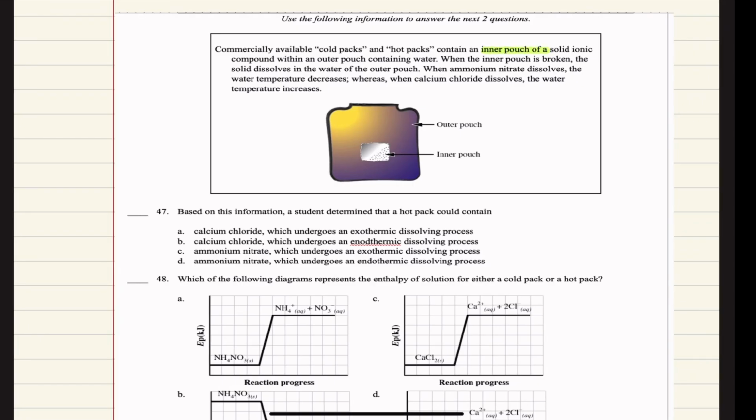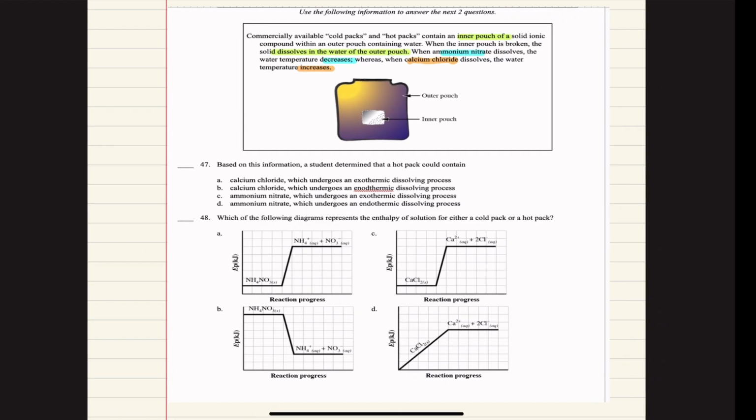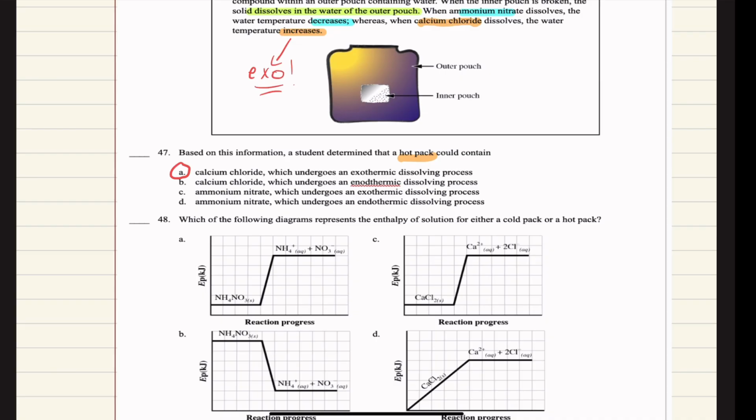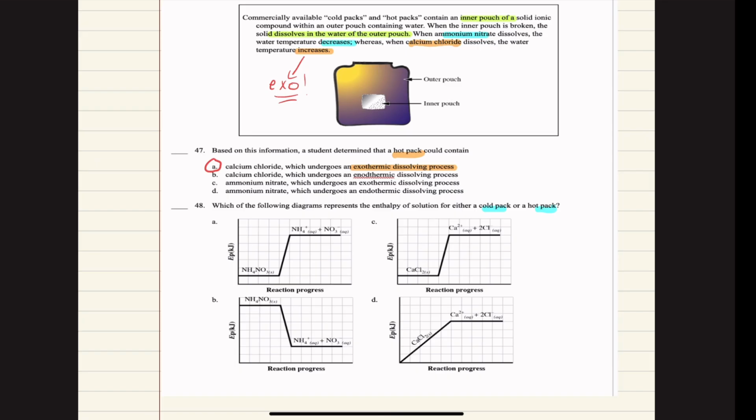So here we got a description of the cold and hot packs, and each of these contain an inner ionic solid, right? So when they dissolve, either the solution is going to release energy or absorb energy. Now it says here when ammonium nitrate dissolves, your water temperature decreases, and when the calcium chloride dissolves, the water temperature increases. So for the hot pack, where the water temperature increases, that is going to have to be an exothermic reaction. So out of the four options given here, A would make sense because that is telling us that the process is exothermic.